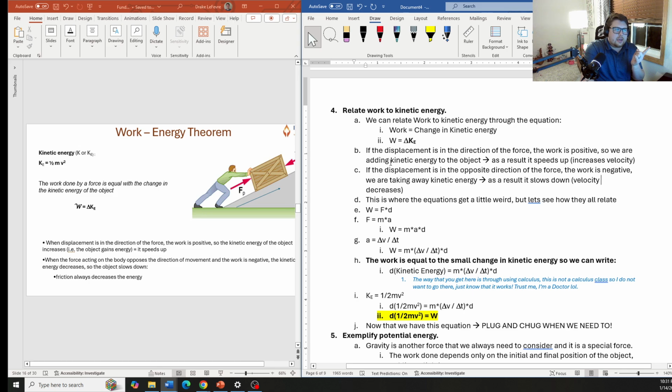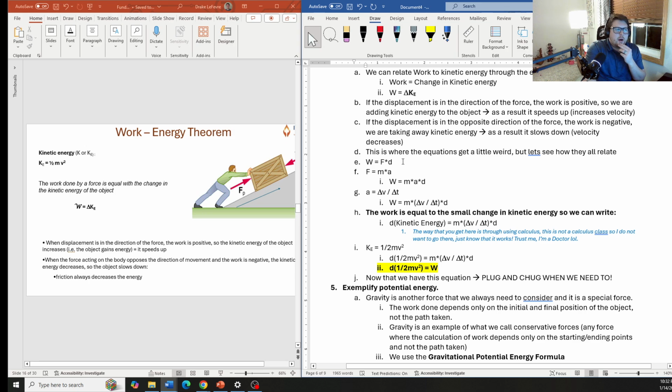So we are adding kinetic energy to the object. As a result, it speeds up. We get increased velocity. So if we're doing positive work, it increases speed, aka velocity. If we're doing negative work, it's slowing down, velocity decreases.